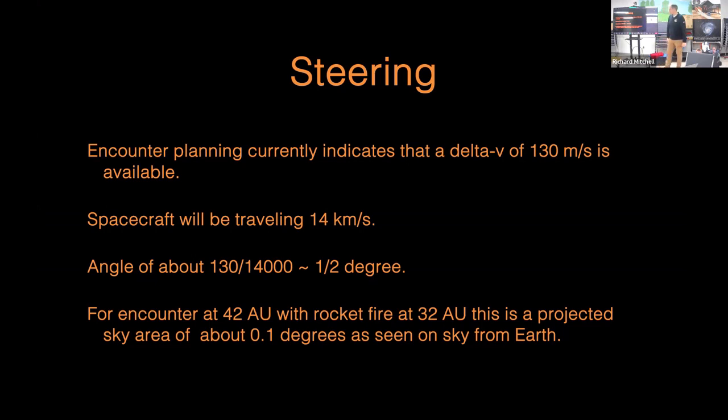So we would need to fire the rockets basically right after the Pluto encounter. If we fired the rockets at 32 AU, then from Earth there's only about a 0.1 degree, a 1/10 of a degree, that we need to search to find something for the spacecraft to get to. Now, the team had been doing this search for a decade before the encounter, because they knew this was coming and knew something they wanted to do.